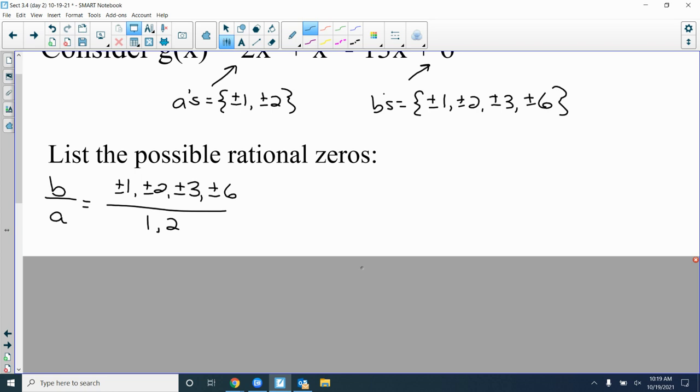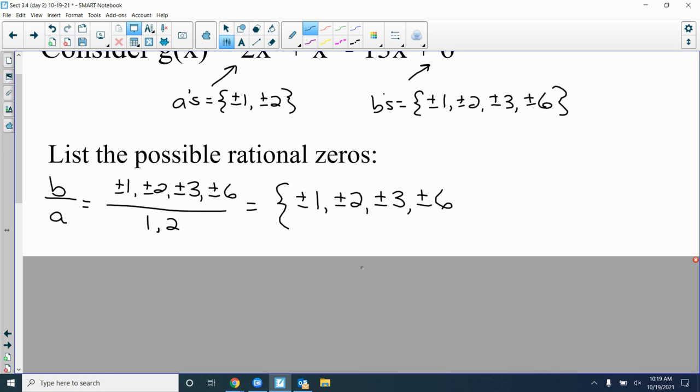Well, what happens when you divide them by 1? You get the same thing. So you get all those whole numbers. So I'm going to list those. So I got plus or minus 1, plus or minus 2, plus or minus 3, plus or minus 6. Got those. All right, now divide each of them by 2.